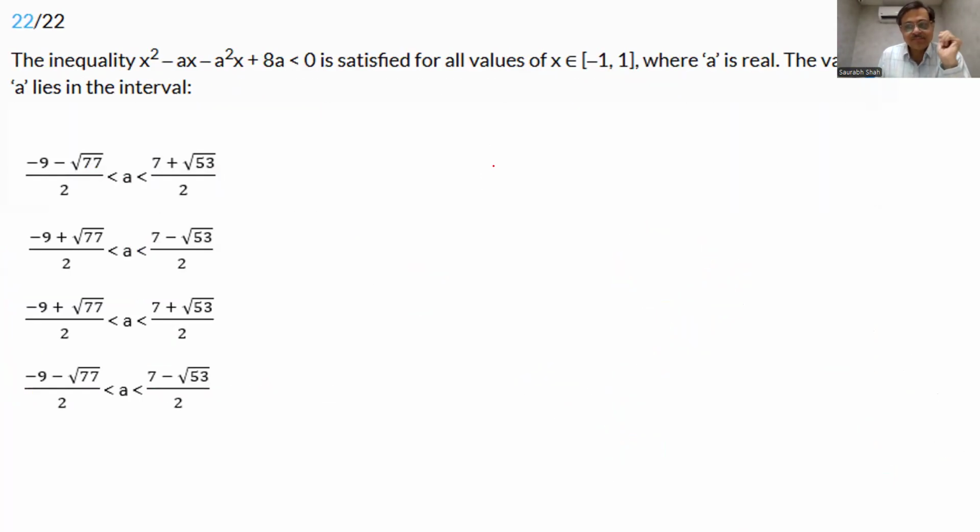Okay, the last part. This inequality satisfies all the values of x in the range -1 to 1. X belongs to this range. So I can take any value of x in the range -1 to 1, closed limit. What is the value of A? The value of A lies in what interval?